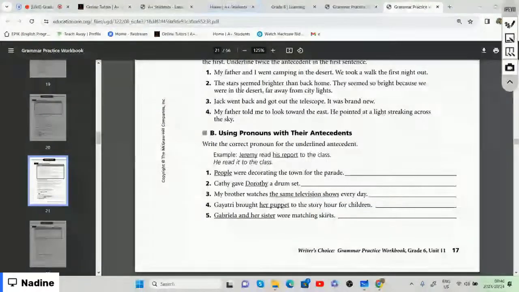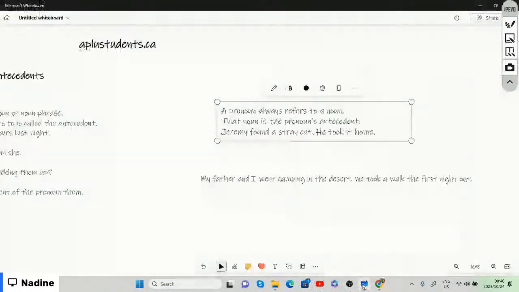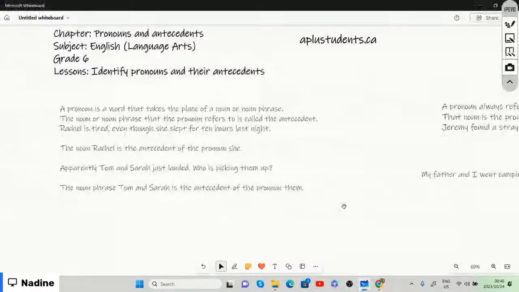All right, so that is now the end of our lesson on pronouns and antecedents. We said a pronoun is a word that takes the place of a noun or noun phrase. And a noun or noun phrase that the pronoun refers to, we call the antecedent. So that is the end of our lesson, grade 6.